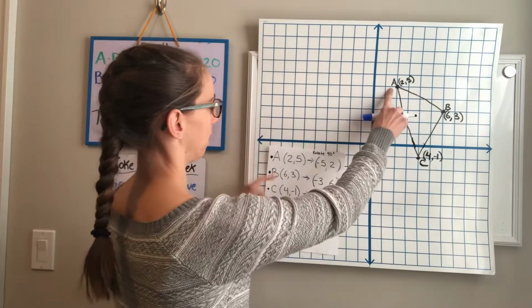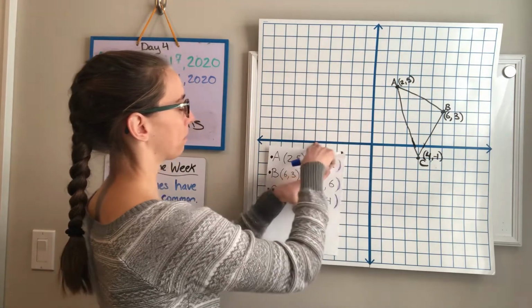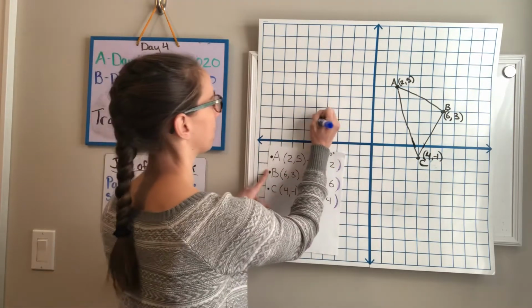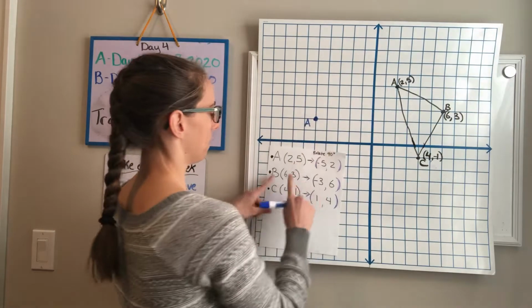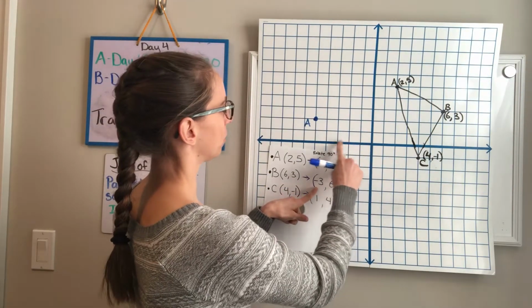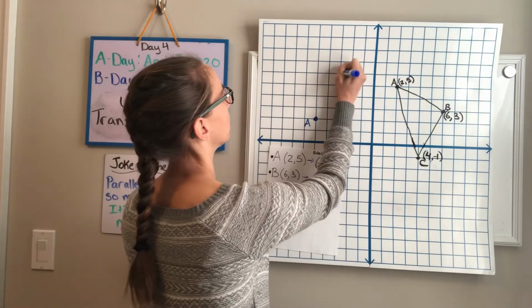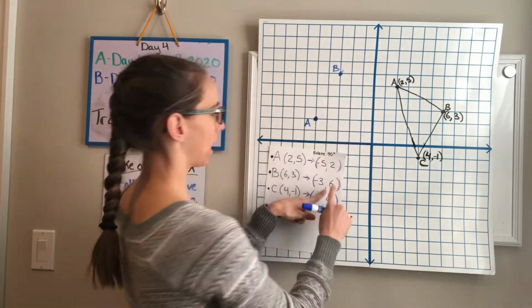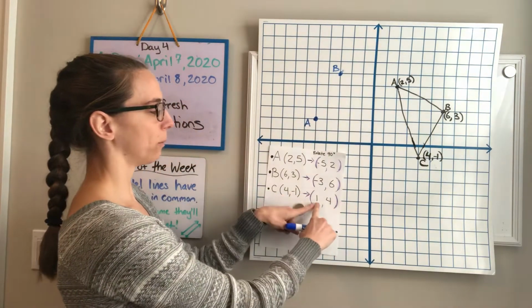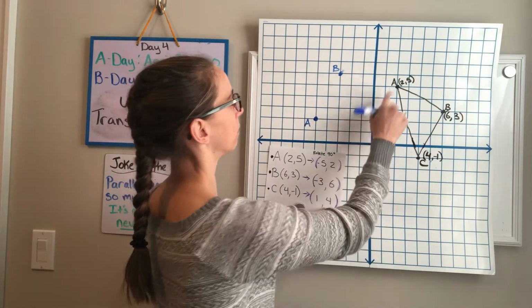My new point of A is at the point negative 5, 1, 2, 3, 4, 5, comma, positive 2. My new point B is at negative 3, 1, 2, 3, positive 6, 1, 2, 3, 4, 5, 6. And my new point C is at the point 1 comma 4. 1 to the right, 1, 2, 3, 4.